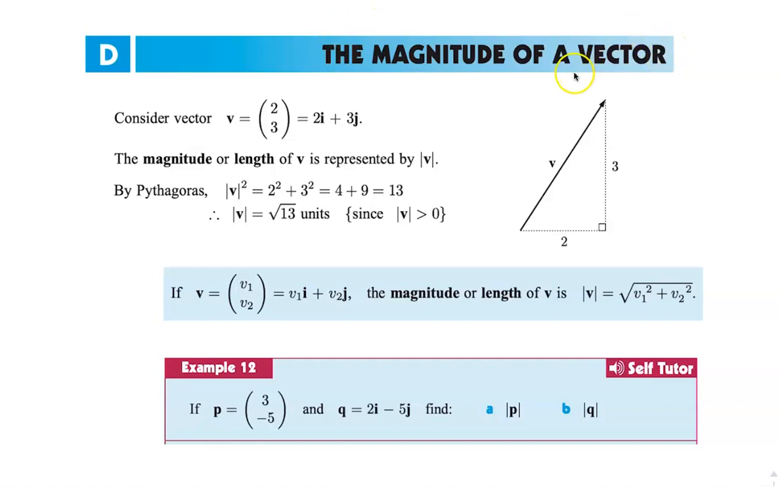The magnitude of vectors. So in this video, we're talking about how to find the magnitude of a vector. Now, if you remember from before, magnitude just means length or size of the vector. That's it. When we say that, we just want to know how big the vector is.